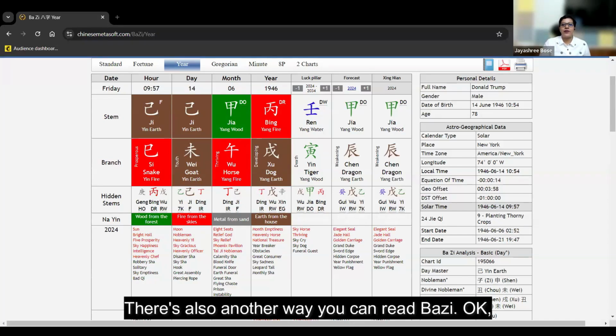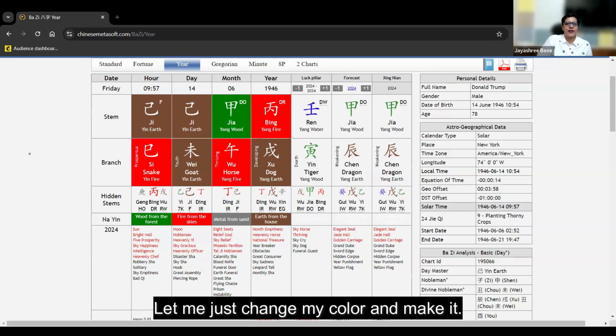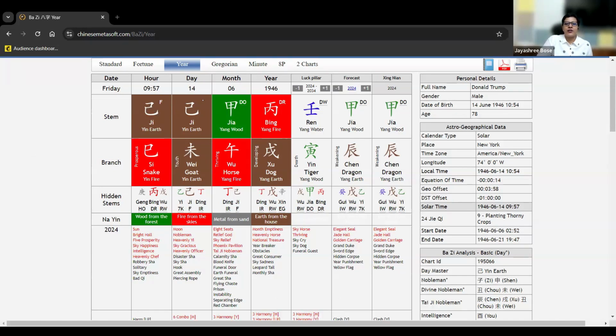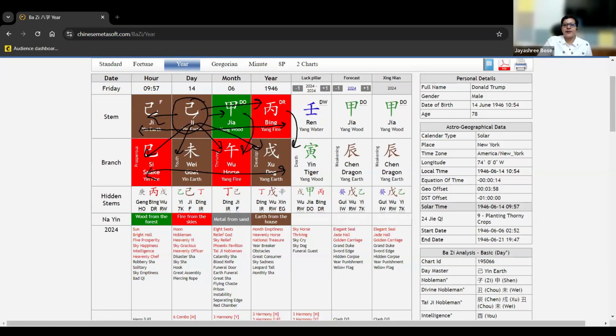There's also another way you can read BaZi. Let me just change my color and make it black. All right. So BaZi can be read this way. It can be read like this. Let me show you the number of ways it can be read. Then it can be read this way. Then like this. Are you getting it, everybody? Yeah, it can be read this way. Then it can also be read this way, top and bottom, top and bottom.